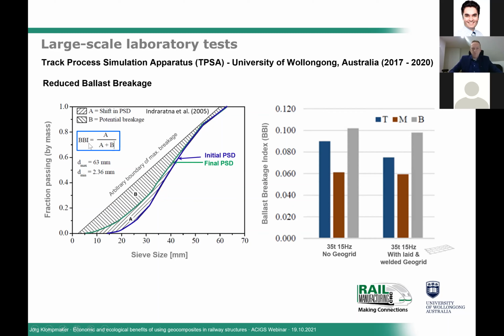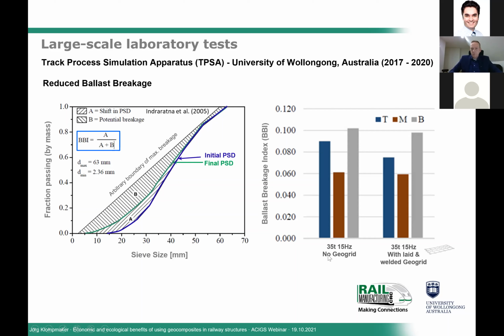The ballast breakage index is calculated as A divided by A plus B, where A is the area between the initial particle size distribution curve of the ballast and the final particle size distribution curve after applying the load cycles and after the crushing effect or the ballast breakage. And B is the area between the final particle size distribution curve and an arbitrary boundary of maximum ballast breakage.